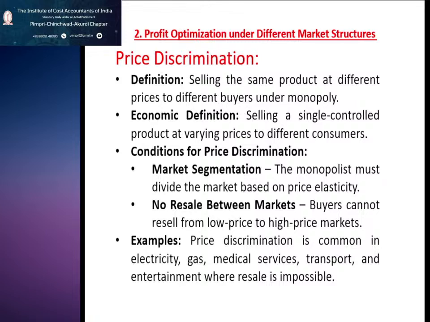Typically, the conditions for price discrimination involve market segmentation. The monopolist must divide the market based on price elasticity. There must be no resale between the markets: buyers cannot resell from low-price to high-price markets. Examples of price discrimination are common in electricity, gas, medical services, transport, and entertainment, where resale is impossible. So these are the characteristics or explanation of price discrimination per se.